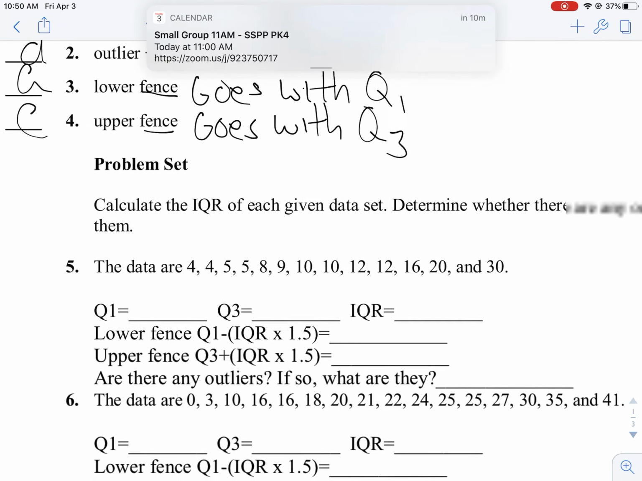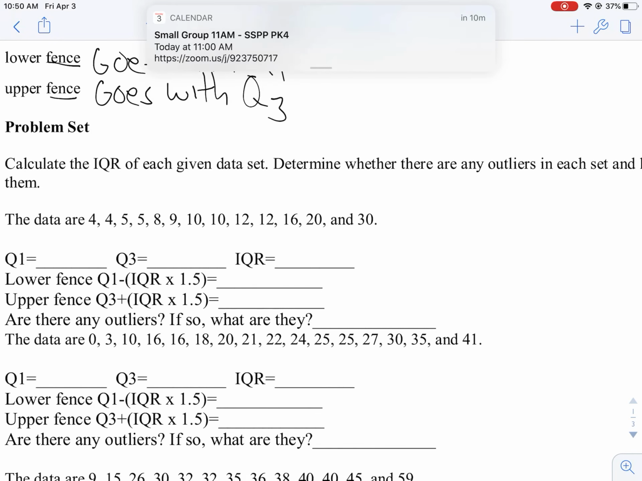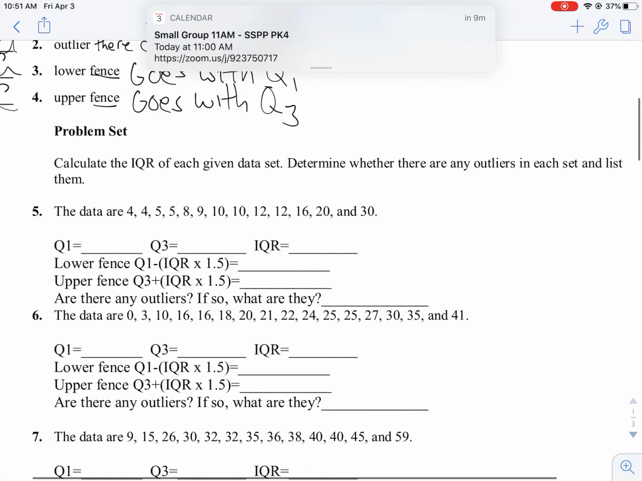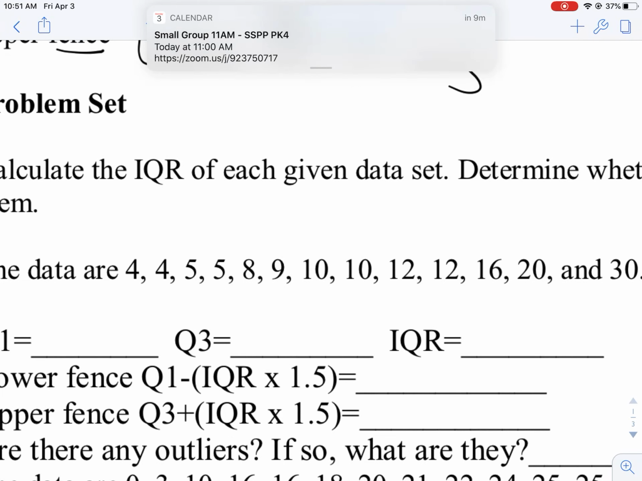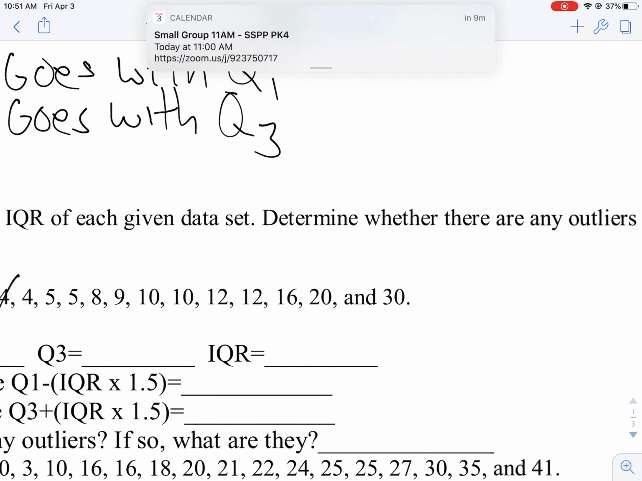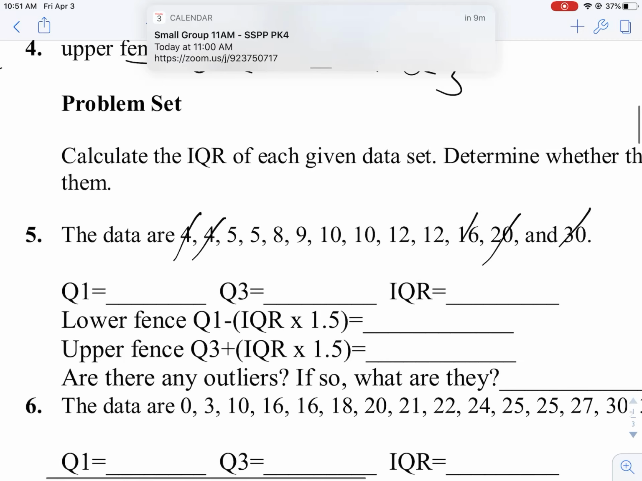Okay? So let's work through some of these problems. It says calculate the IQR of each given data set. Okay? So it says determine whether there are outliers in each set and list them. So what we need to do here is, first and foremost, let's find our median. So I'm going to go here. So our median is 10.